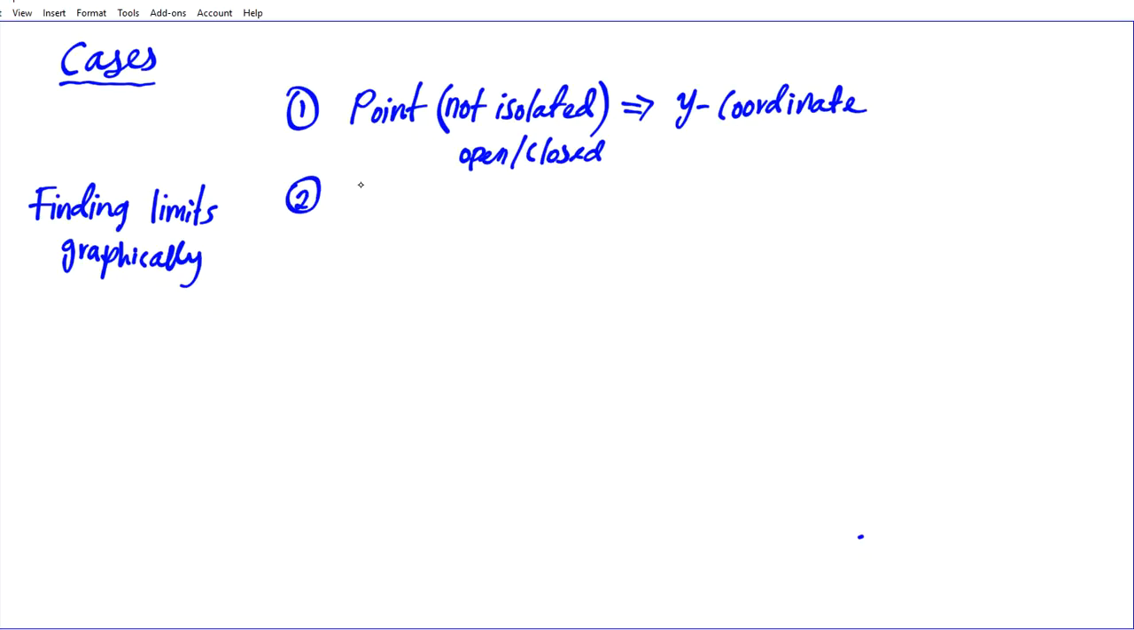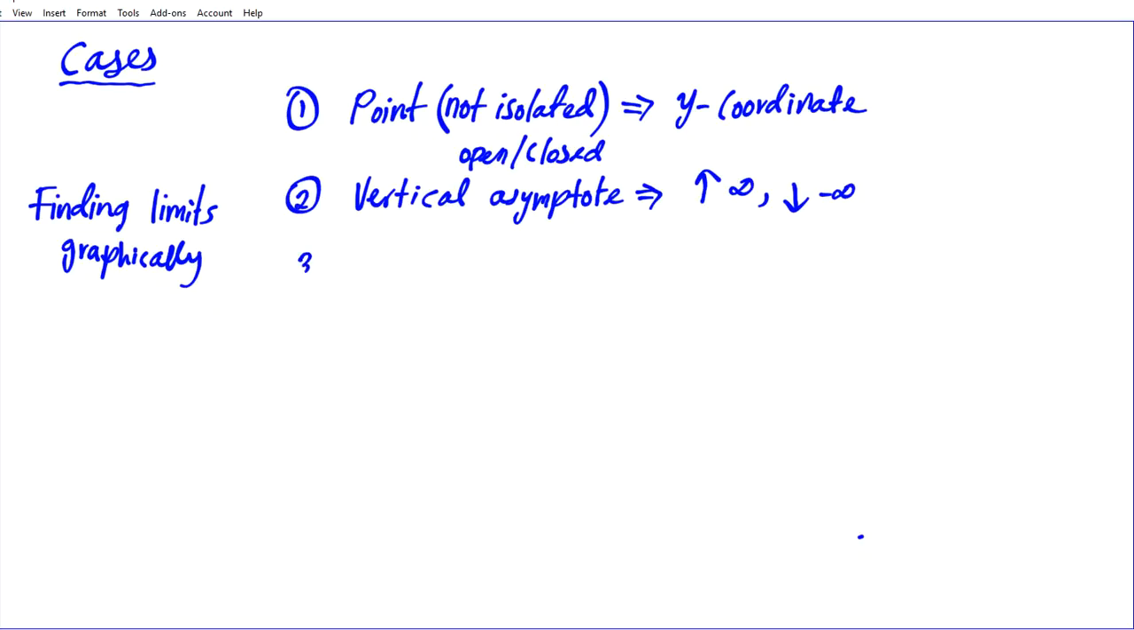Secondly, you can be approaching a vertical asymptote. When you're approaching a vertical asymptote, the limit is pretty straightforward. If you're heading upwards, your limit is going to be infinity. If you're heading downwards, then your limit is going to be negative infinity.